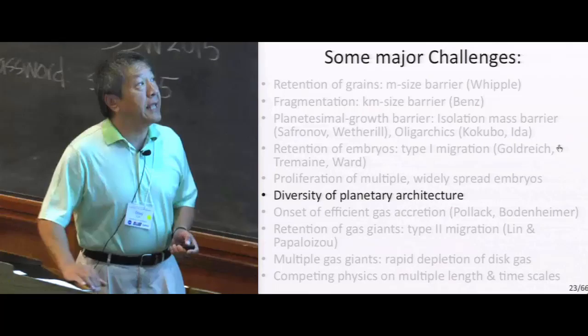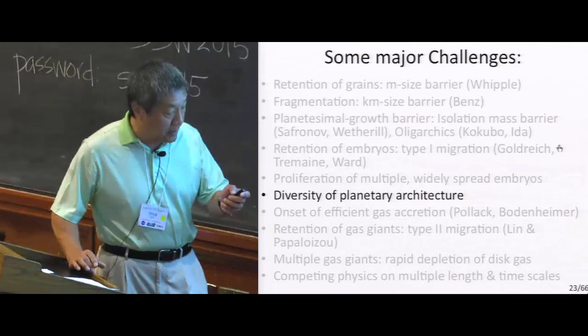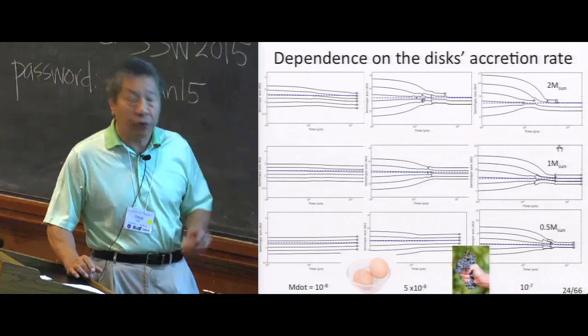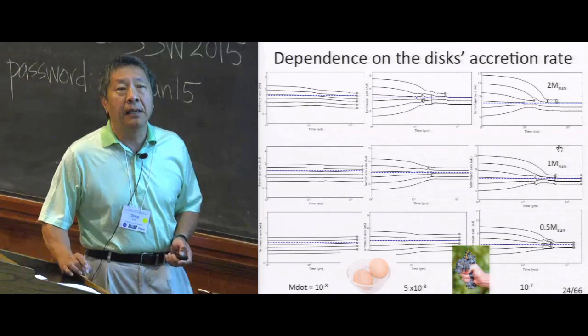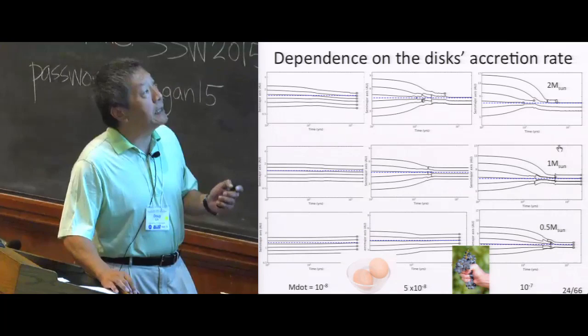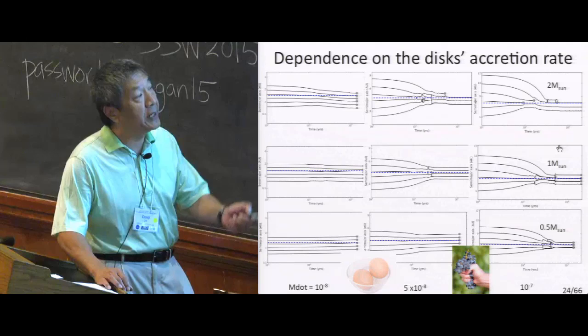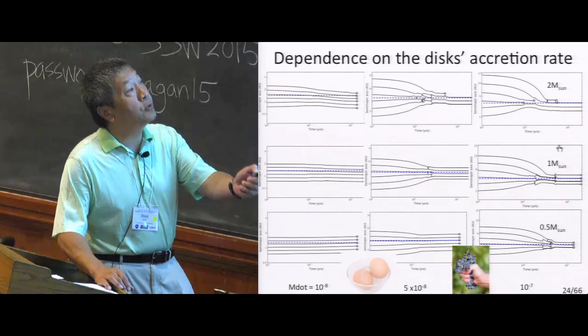So the next step is, how do you achieve diversity of planetary architecture? And so here is one possible sequence of simulations. And clearly, the disk structure depends on the surface density distribution, and the temperature distribution depends on the accretion rate and the mass of the central object. And what you will find is that here are the columns with accretion rate of 10 to the minus 8 solar mass per year. Here, 5 times 10 to the minus 8. Here is 10 to the minus 7. Here is 2 solar mass, and here is 1 solar mass, and here is 0.5 solar mass.